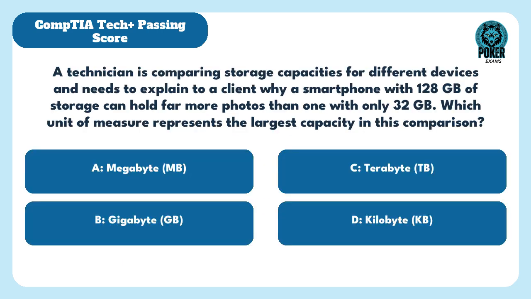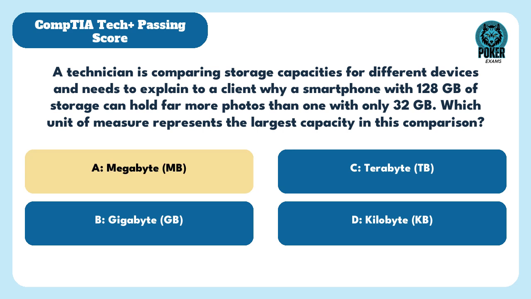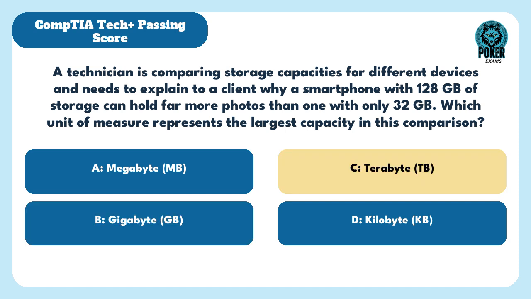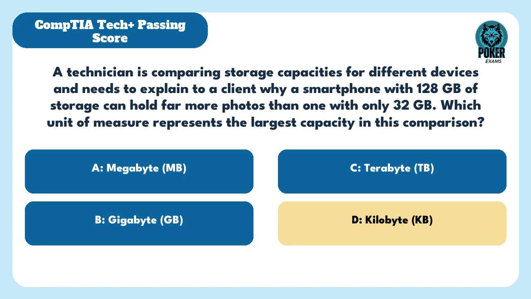Question 3. A technician is comparing storage capacities for different devices and needs to explain to a client why a smartphone with 128 gigabytes of storage can hold far more photos than one with only 32 gigabytes. Which unit of measure represents the largest capacity in this comparison? Option A, megabyte, MB. Option B, gigabyte, GB. Option C, terabyte, TB. Option D, kilobyte, KB.